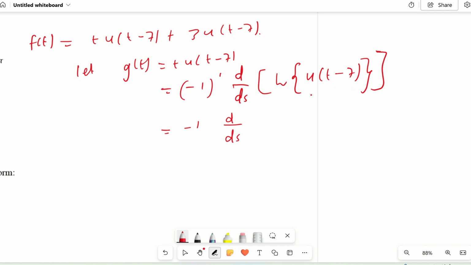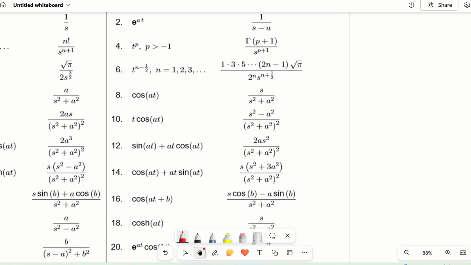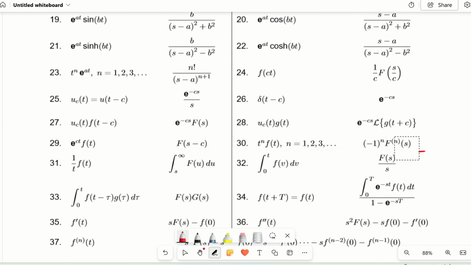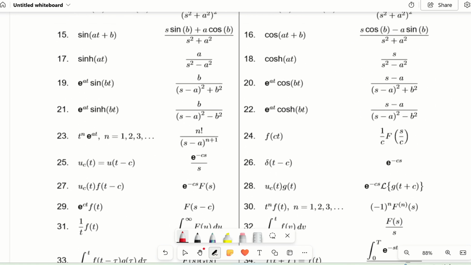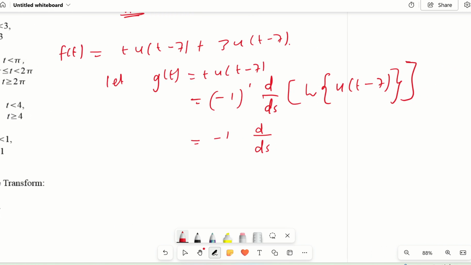So basically I'm solving what's inside. I'm looking for the Laplace of u of t minus 7. Sorry, we're going to use this one. So in this case, it's u of t minus 7. So that means our c is 7. So basically it's e to the negative 7 s over s.